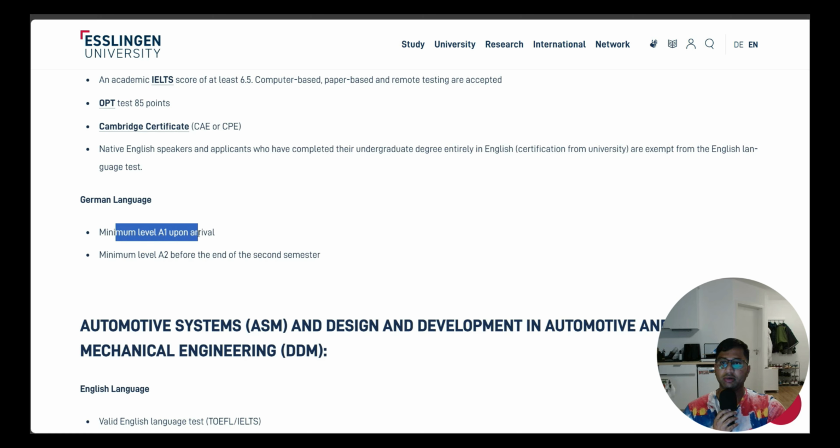And for German language, a minimum level of A1 upon arrival. I am also confused whether we have to submit it with the application, or whether it is after getting admission, before arrival, that you have to finish it.